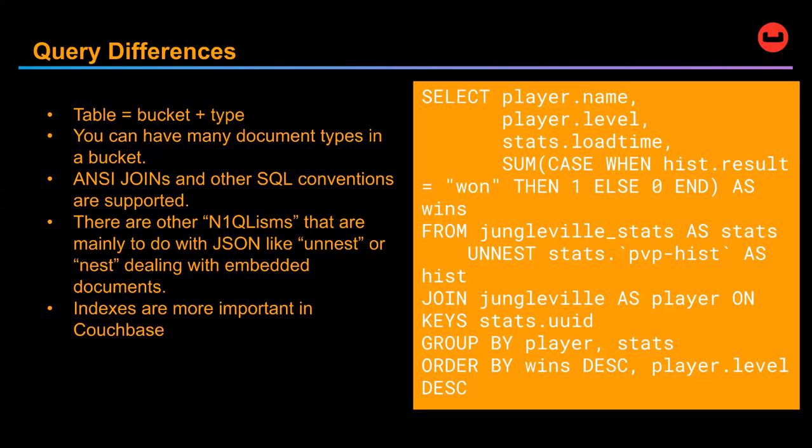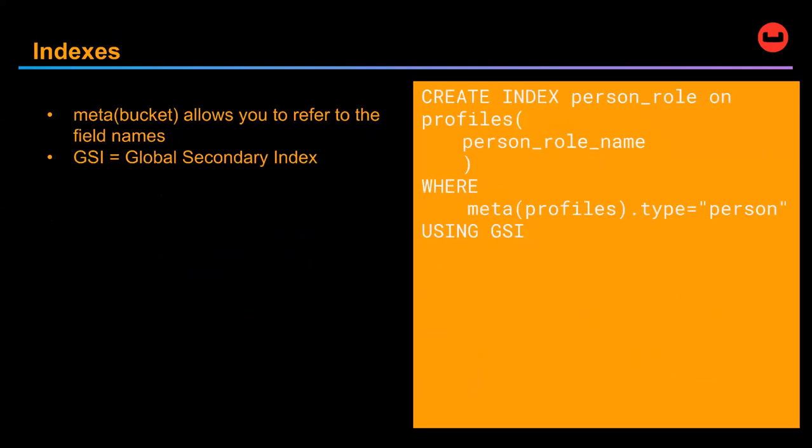Indexes are more important on Couchbase. There are other details that we're not going to go into great amount of detail today. But there are other things to consider, but you can kind of get a taste for what this might look like. When you're creating an index, meta keyword allows you to refer to the field names. When you look at the word GSI, that stands for Global Secondary Index, Couchbase has other types of indexes. Again, going to skip over some of those details today.